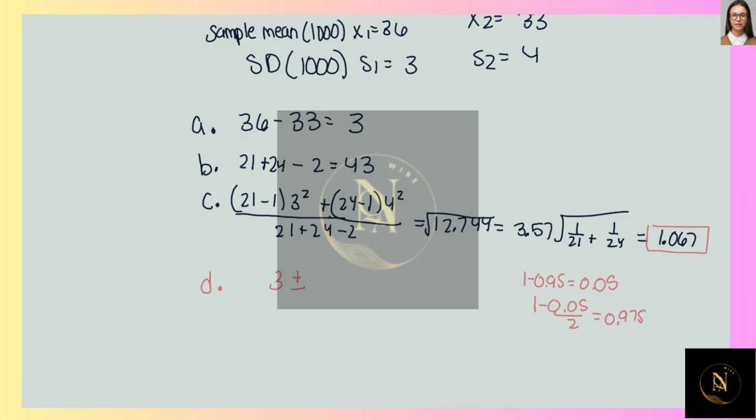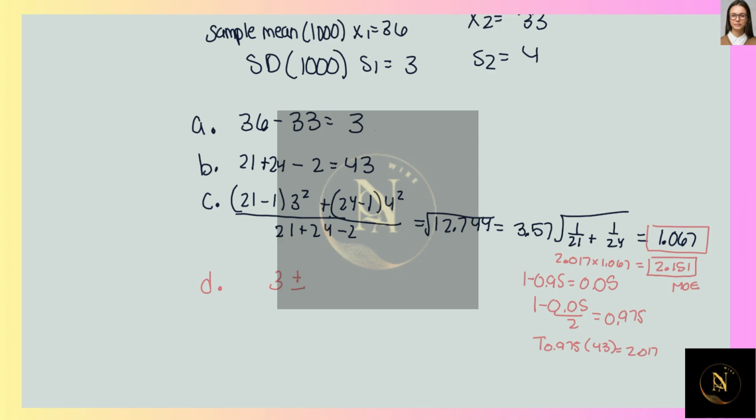is going to be 0.975. And then you take your t of 0.975 with 43 degrees of freedom, and that's going to equal 2.017. So then you're going to take the 2.017 times 1.067, and you're going to get a margin of error of 2.151. So that's going to be your margin of error.